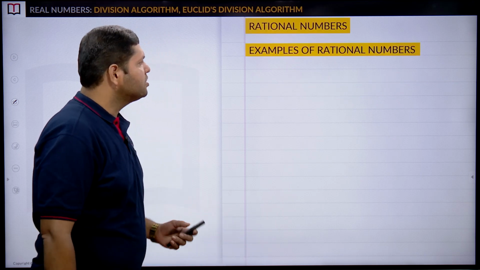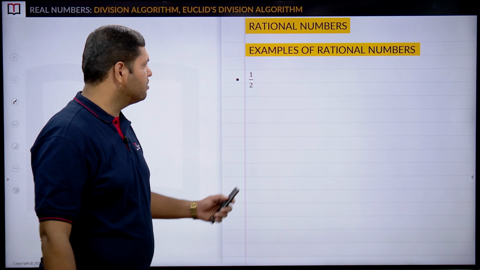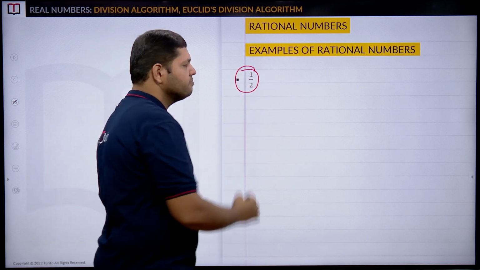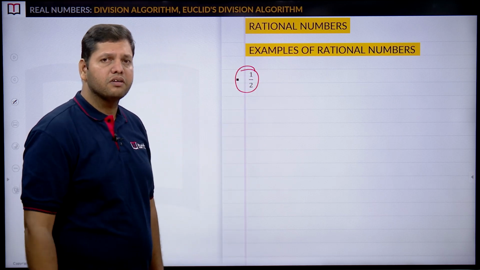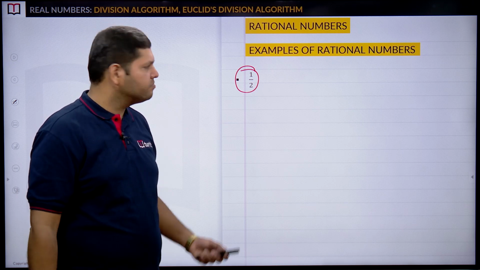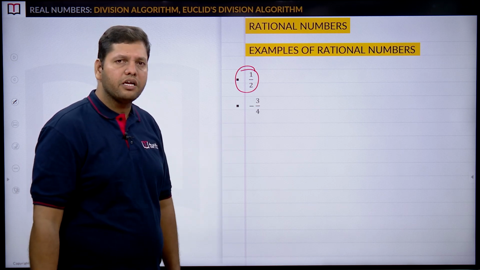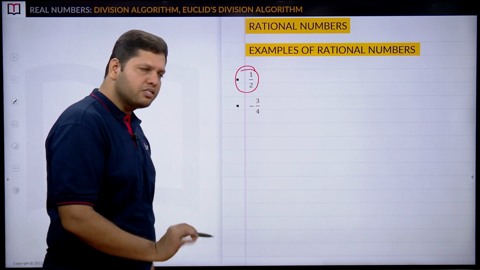Next, types of examples. We'll see some examples of rational numbers. Can I say this is a rational number, children? Yes, it is a rational number, as it is in the form of P by Q. And what about this, minus 3 upon 4? Can I say it is a rational number? Yes, this is also a rational number.